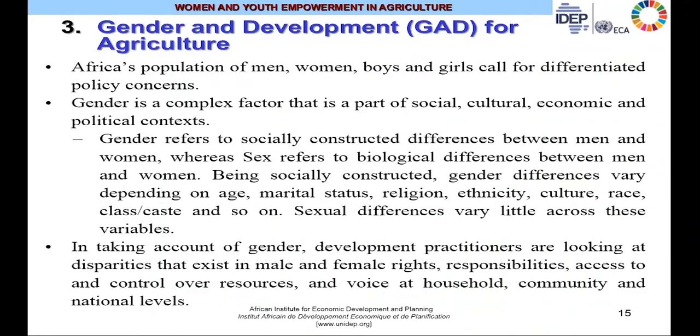So while women and youths are facing these challenges, there is the inherent issue of gender. Next, let's look at gender and development for agriculture. Then from there, we can tease out the policy measures that will be required to enhance the contribution of women and youth in agriculture and overall economic development. Africa's population of men, women, boys, and girls calls for differentiated policy concerns.